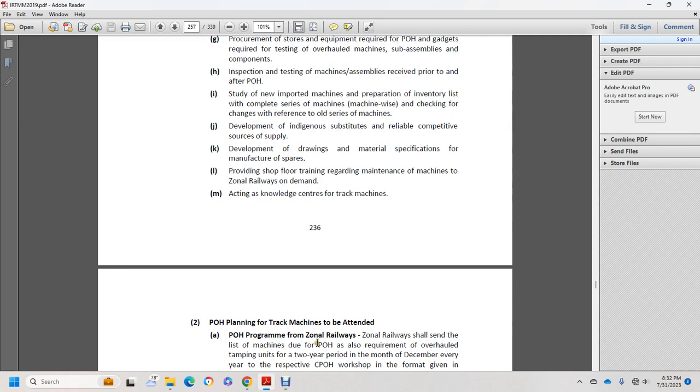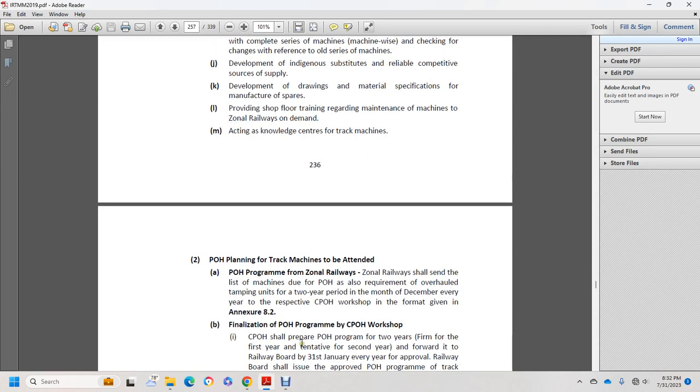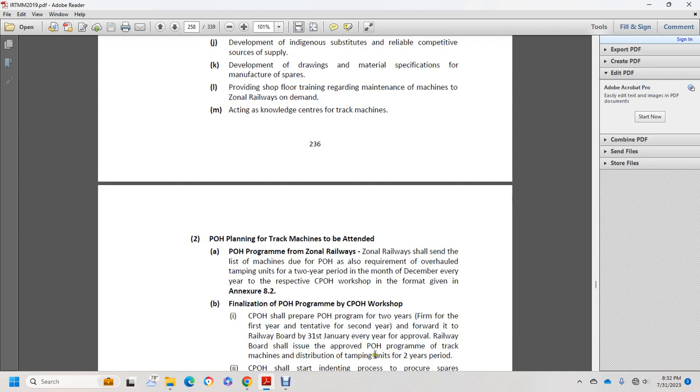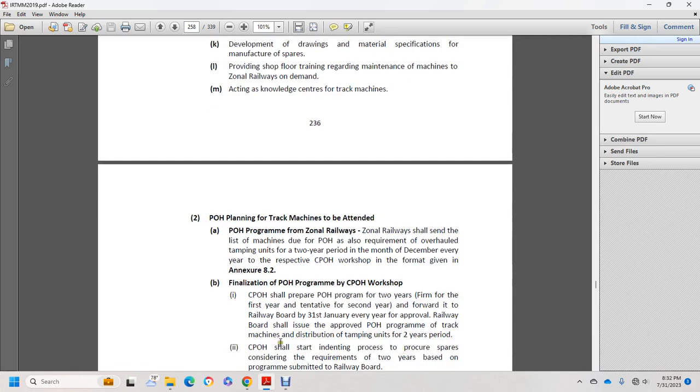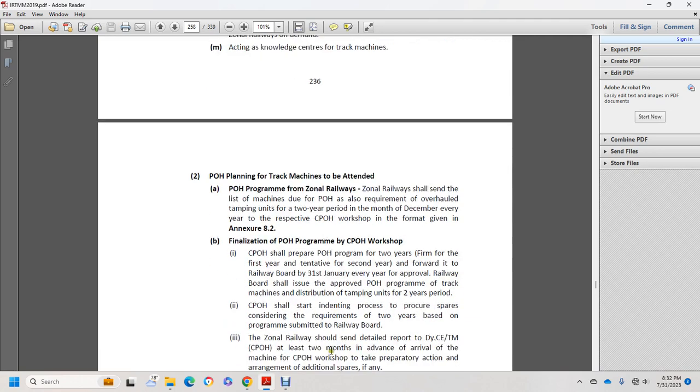Zonal railways shall send a list of machines due for periodic overhaul, and the requirement of overhaul of tamping units after a 2-year period, by the end of December every year, to the central periodic overhaul workshop in the format given in Annexure D2. The central periodic overhaul workshop shall finalize the periodic overhaul program for 2 years, from the first year to the second year, and forward it to the Railway Board by 31st January every year for approval. The Railway Board shall issue the approval of the periodic overhaul program of the track machine, including tamping units, for a 2-year period. The periodic overhaul workshop shall start the indenting process to procure spares for the requirements of the 2 years based on the program submitted to the Railway Board.